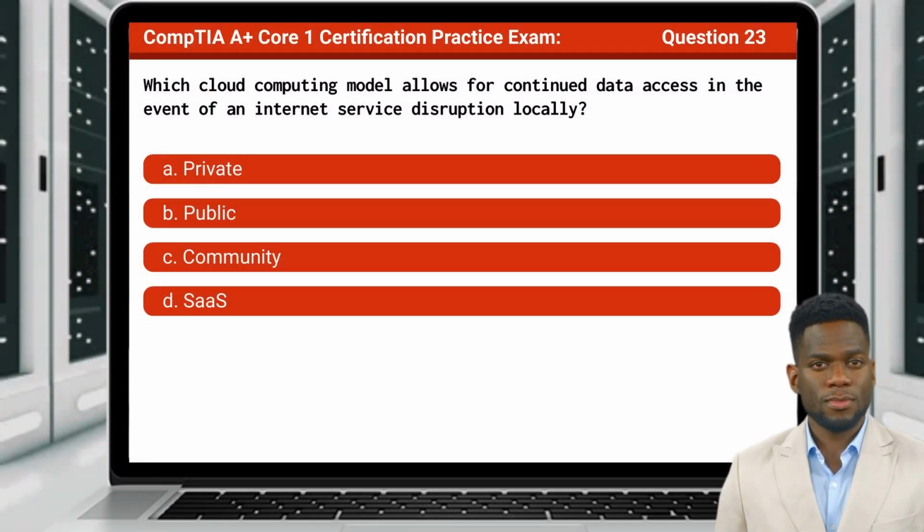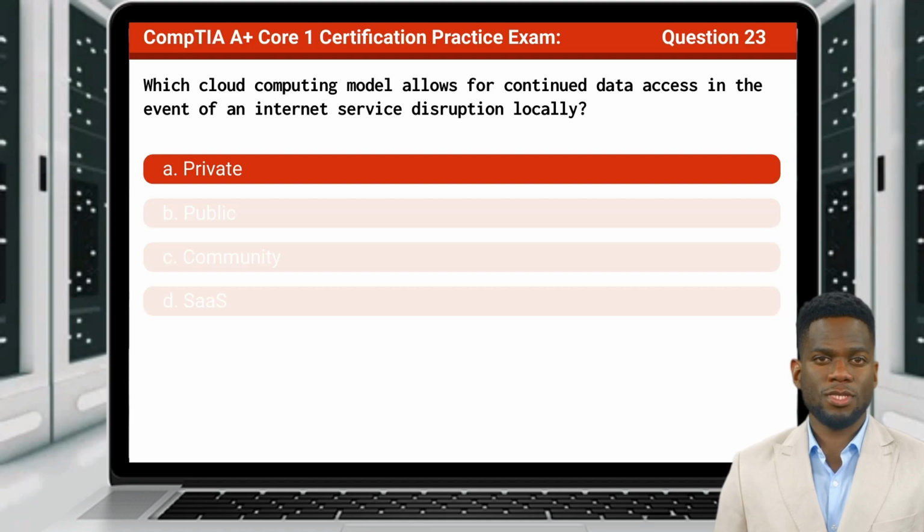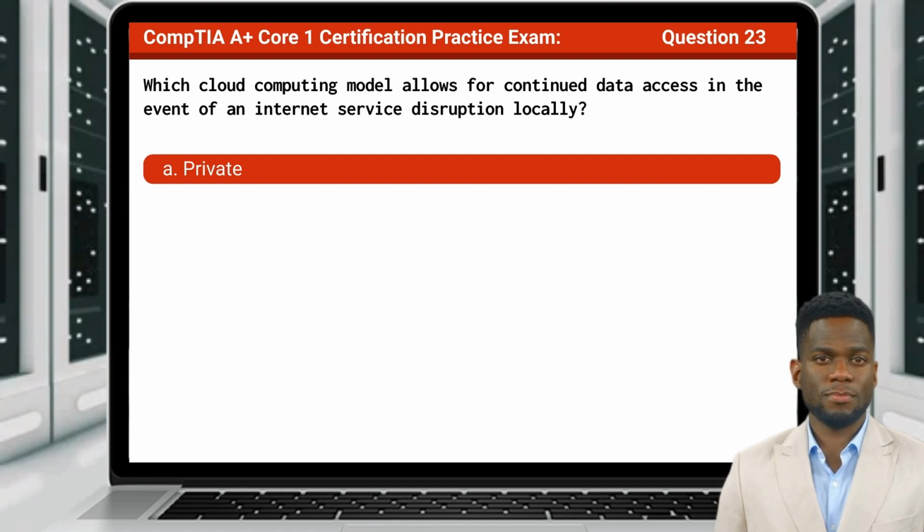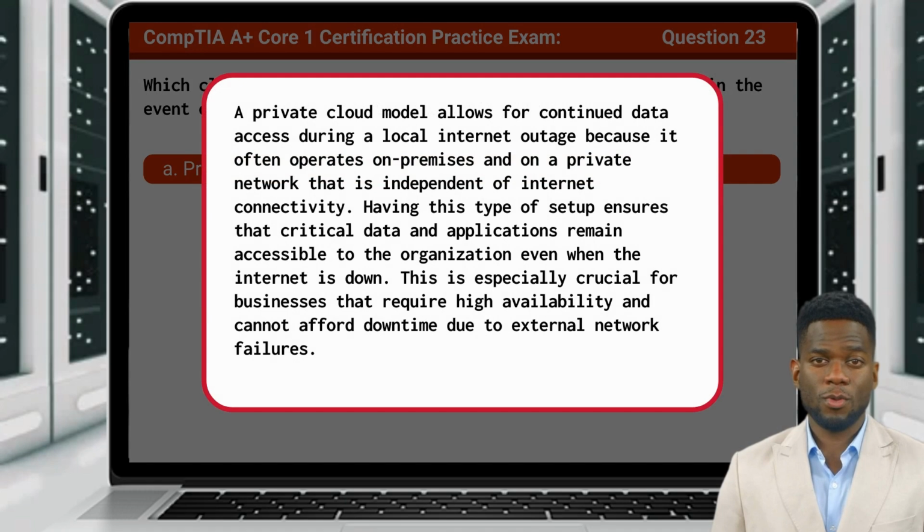Question 23. Which cloud computing model allows for continued data access in the event of an internet service disruption locally? The answer is A. Private. A private cloud model allows for continued data access during a local internet outage because it often operates on premises and on a private network that is independent of internet connectivity.